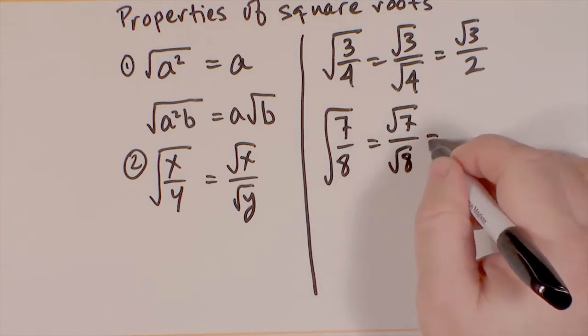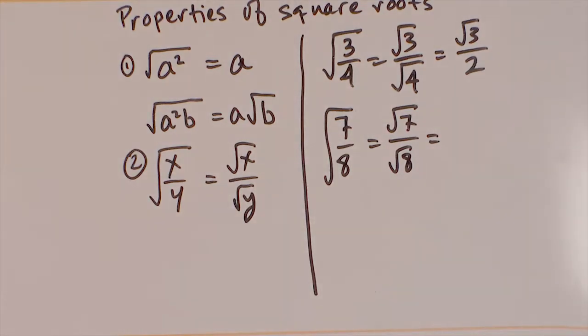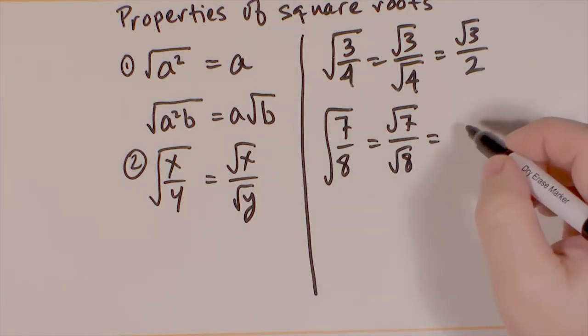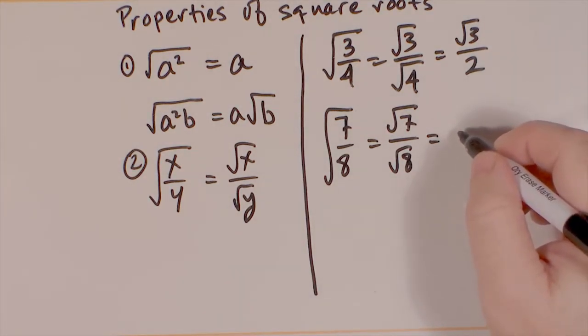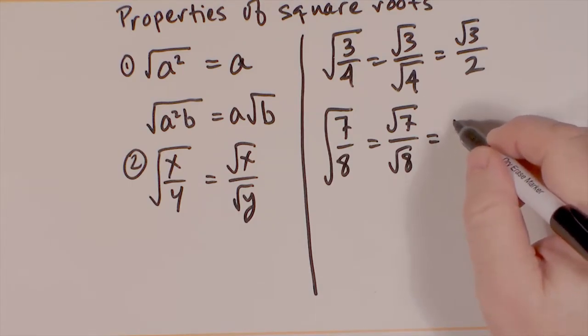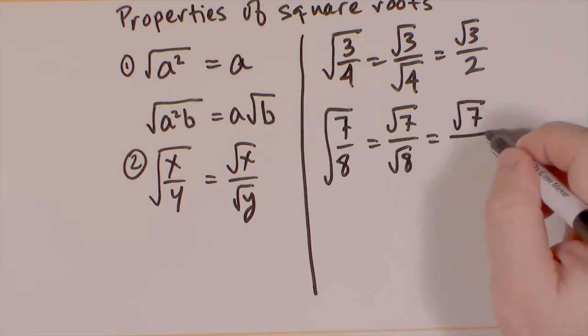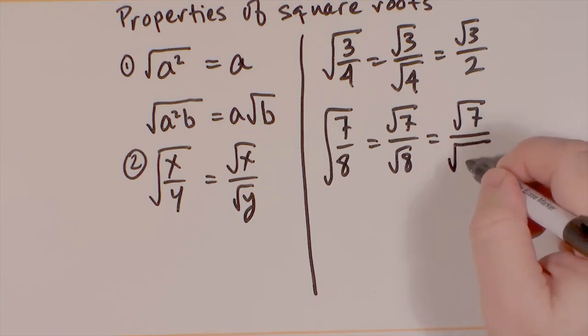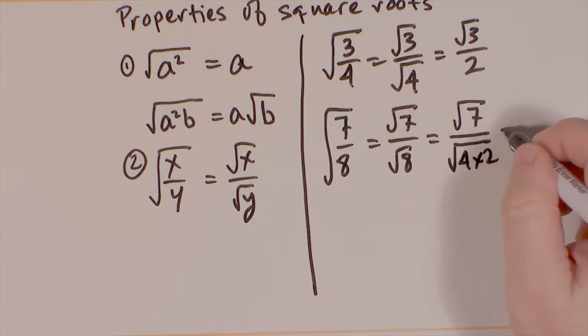Square root of 7 over 8 is the square root of 7 divided by the square root of 8. 7 is prime, so that stays as square root 7. And it's divided by the square root of 8, which is the square root of 2 cubed, which really is just 2 root 2 in the end.